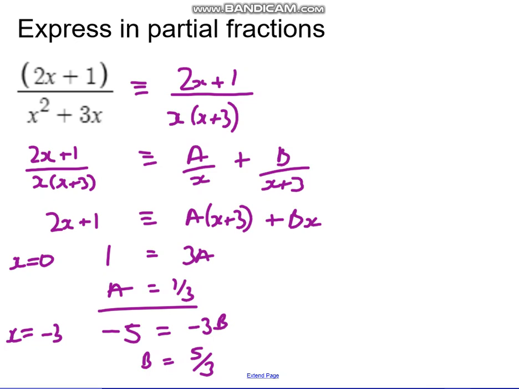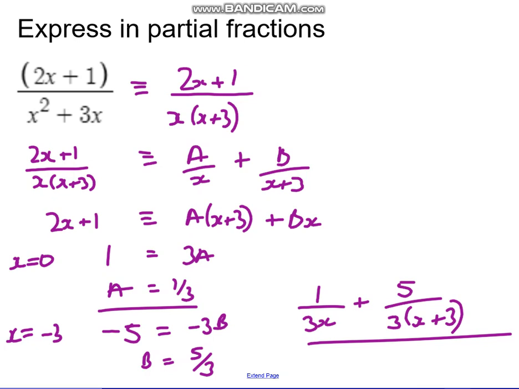So a little bit of an unpleasant answer to this one. You're going to have 1/3 over x plus 5/3 over x plus 3. And there we go, that is partial fractions for the purposes that we need it right now.